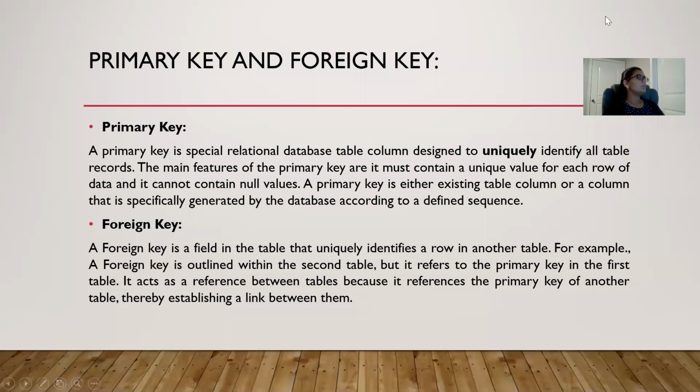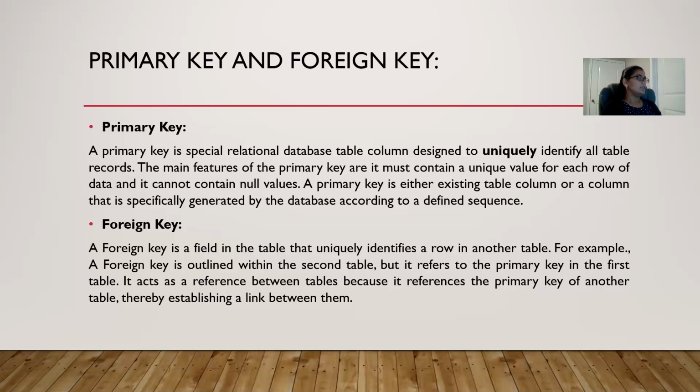Now, let's see what the primary key and foreign key are. Primary key. A primary key is a key that uniquely identifies all the table records. The main features of the primary key are it must contain a unique value for each row of data, and it cannot contain null values. A primary key is either an existing table column or a column that is specifically generated by the database according to a defined sequence.